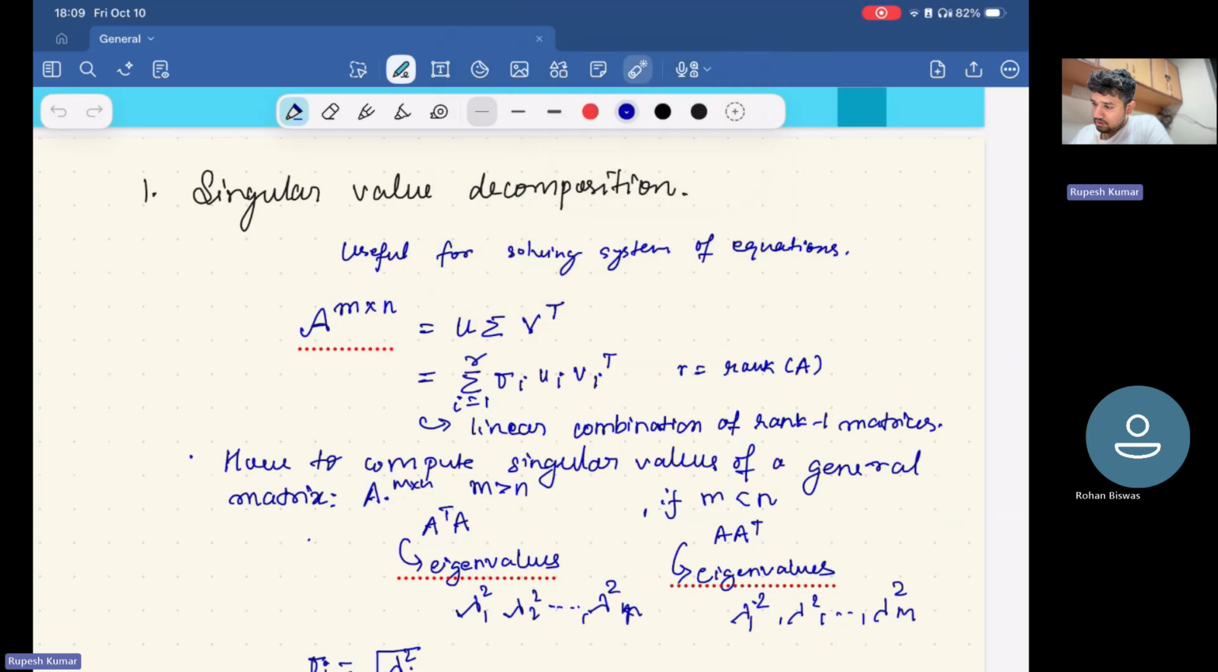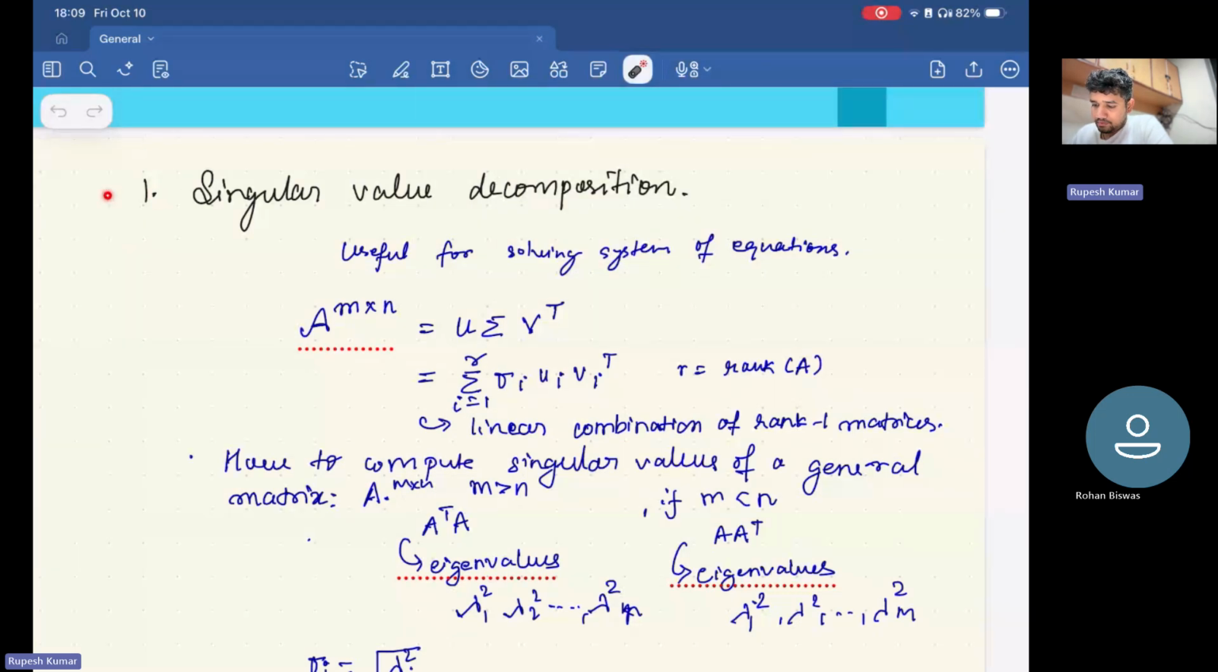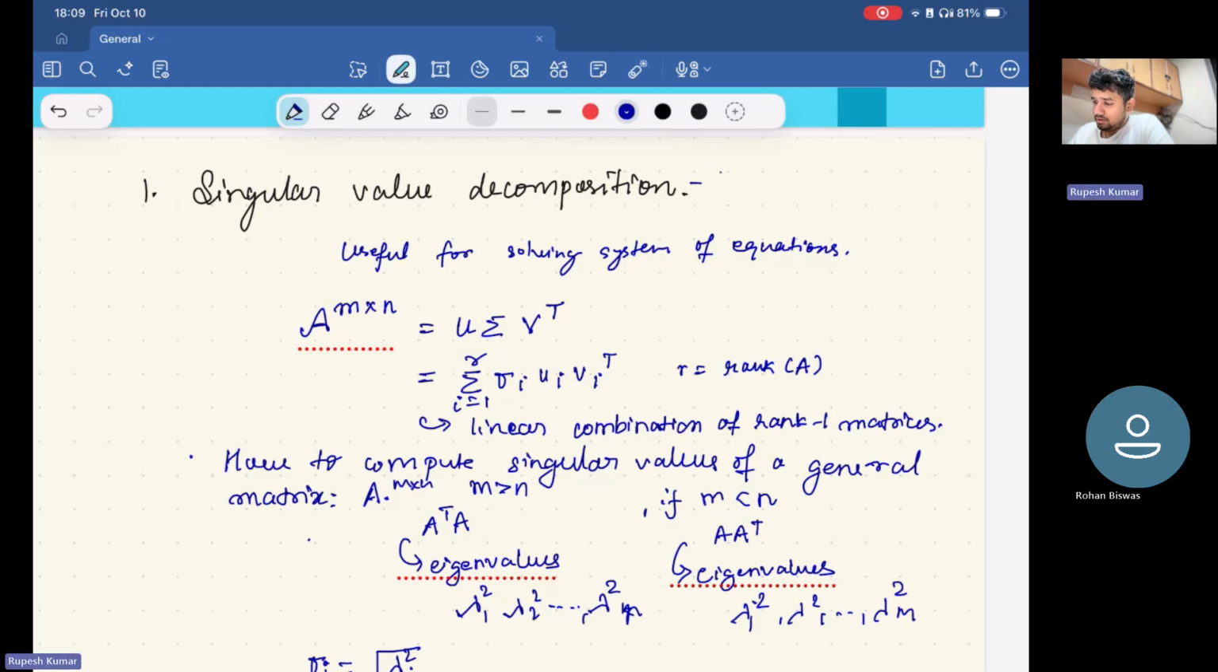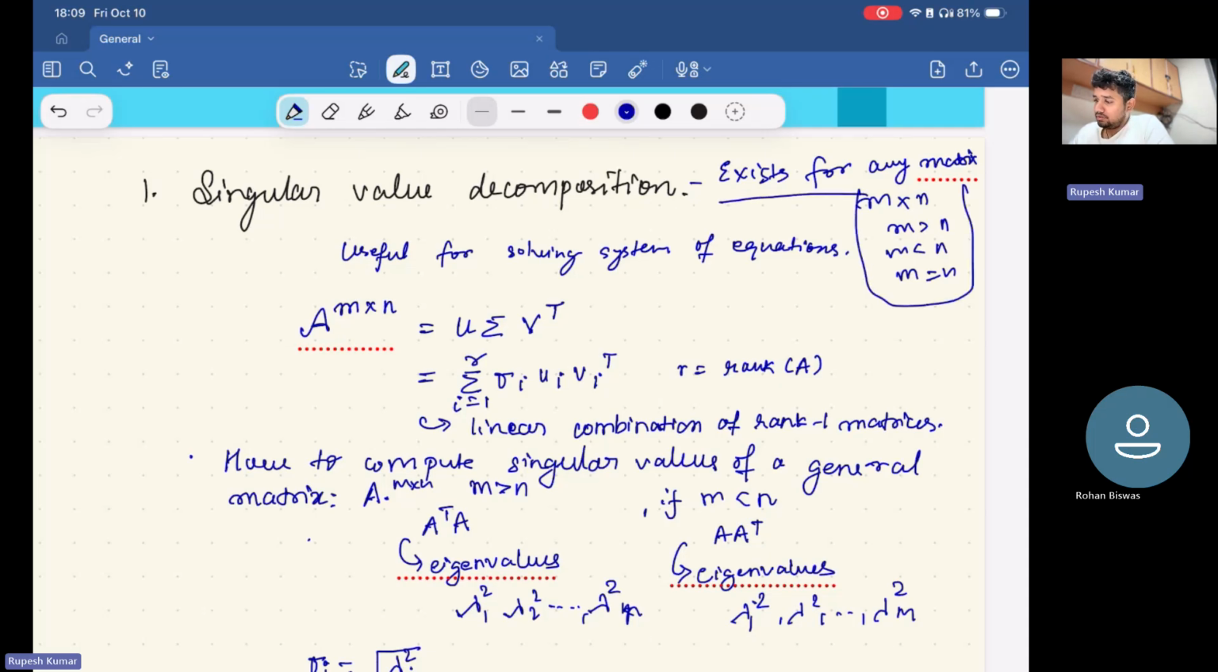So yes, in this week you all saw one of the most fundamental matrix factorization methods, the singular value decomposition. The most important property of a singular value decomposition is that it exists for any kind of matrix. For any M cross N matrix, M can be greater than N, M can be less than N, M can be equal to N. Anything. It exists for any kind of matrix, right?